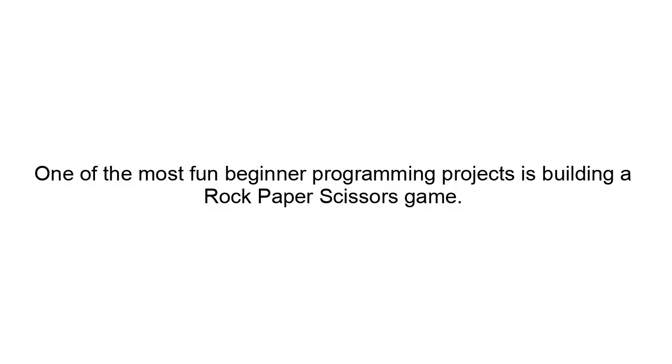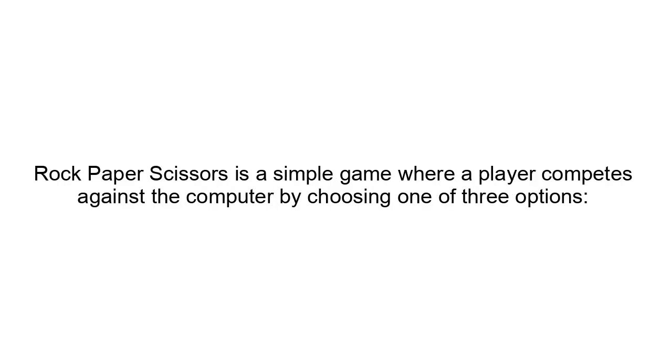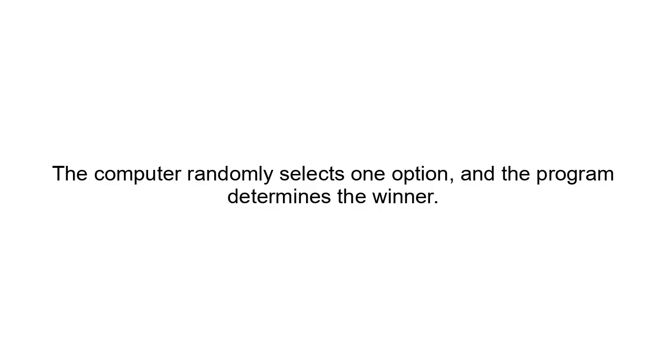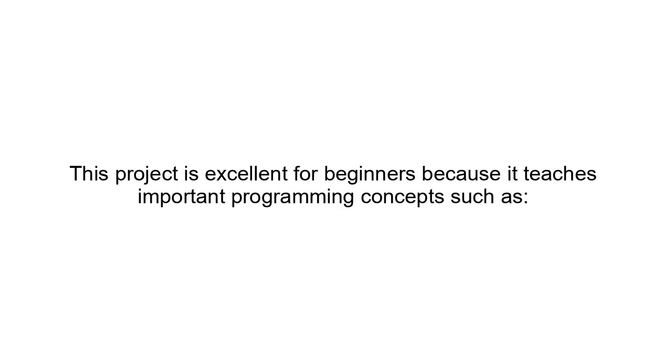Rock, paper, scissors is a simple game where a player competes against the computer by choosing one of three options: rock, paper, scissors. The computer randomly selects one option, and the program determines the winner. This project is excellent for beginners because it teaches important programming concepts such as user input, conditional statements, random number generation, game logic, and loops. It is a great way to learn how to build interactive programs.